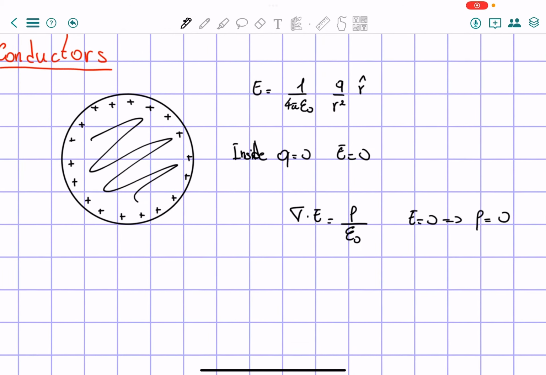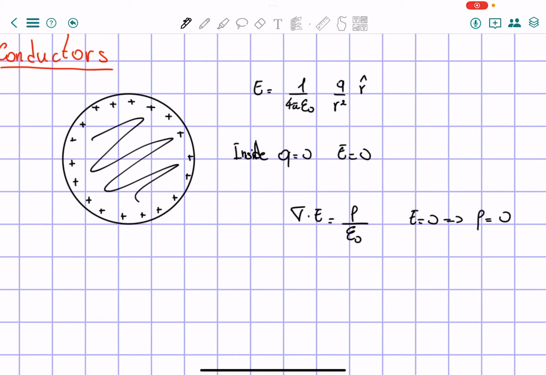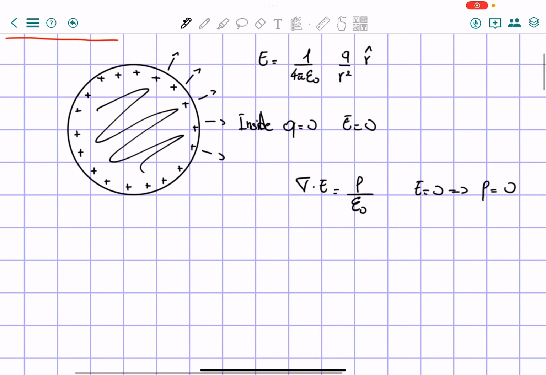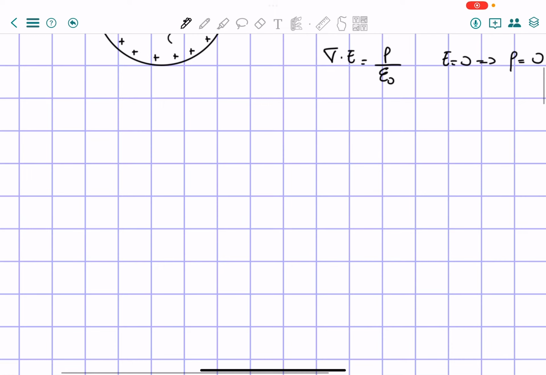Now, one of the things that we have to look at is, are these particles moving? Well, they are actually not moving. And we can see that actually the electric field produced by it is perpendicular to the surface. And how does this relate?